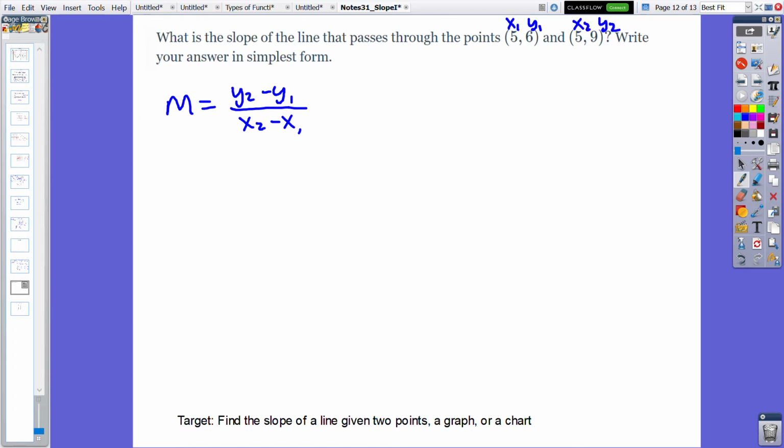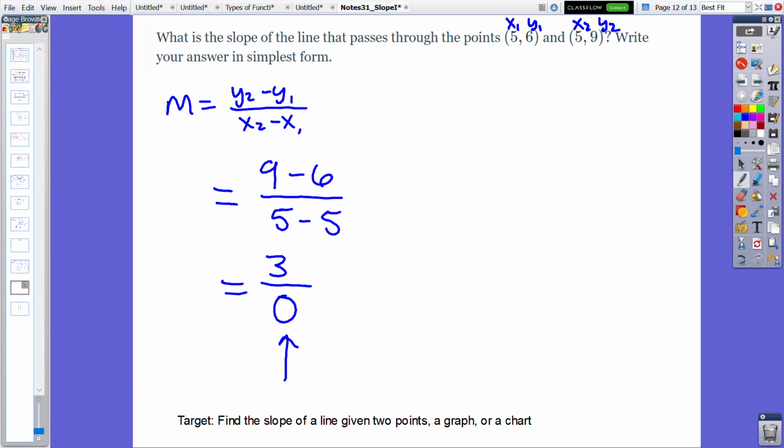I'm going to replace those values in the formula accordingly. So y2 is 9, y1 is 6, x2 is 5, and x1 is 5. Okay, so once again, simplify it. 9 minus 6 is 3, 5 minus 5 is 0. Now remember, there's one number we can't divide by. It just so happens to be that number there, 0. So whenever we get any number divided by 0, we end up with an undefined slope.